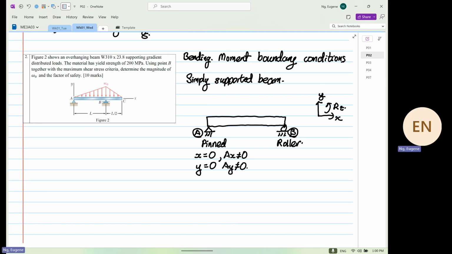Then at point B, what we realize is that X is not equal to 0, but Y is equal to 0. Agree or disagree? Why is that? At point B, the beam is allowed to go left and right. It's on a roller. How many of you have been under the bridge? Do you see rollers under the bridge? I repeat again. Do you see rollers under the bridge? Good.